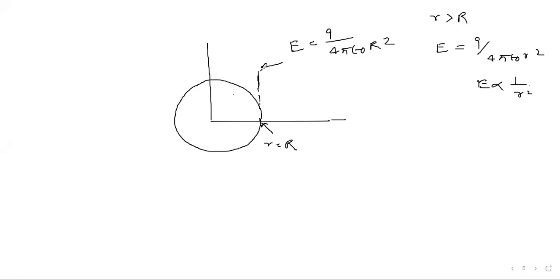So the graph will look like this. It will be like this. This is electric field, and this is distance. Inside, the electric field will be 0, as I told you earlier.